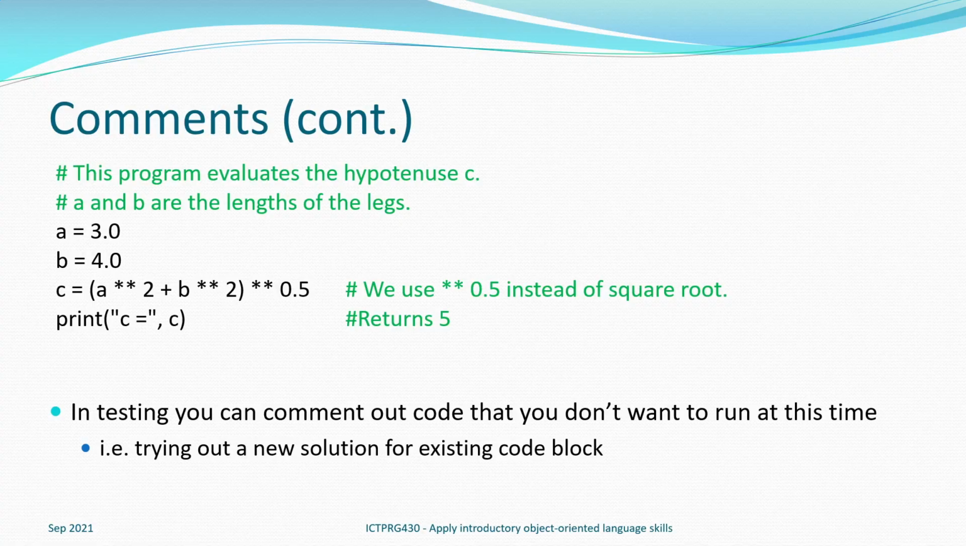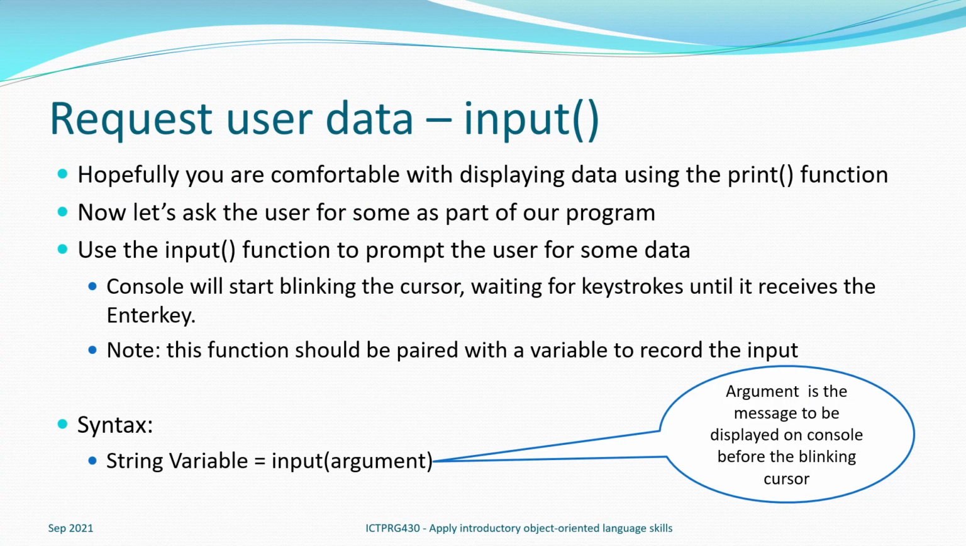Otherwise, we want to put comments in to explain what we're doing. So the first couple of lines explain what we're doing for the calculation. It's hypotenuse of C. Then there's a comment after the C calculation line, double asterisk 0.5 instead of the square root. So we're putting in an explanation of what we're doing.